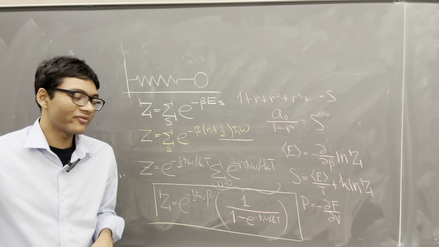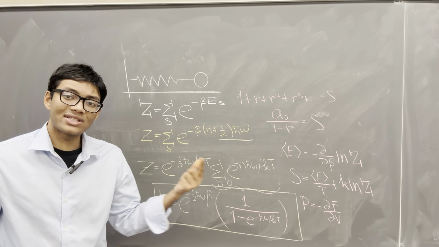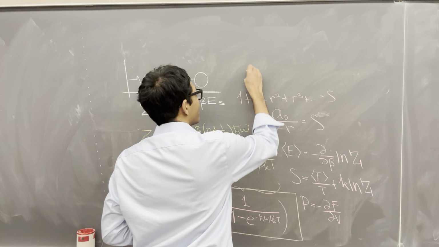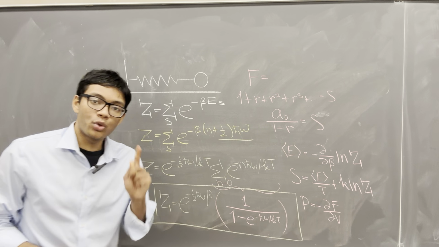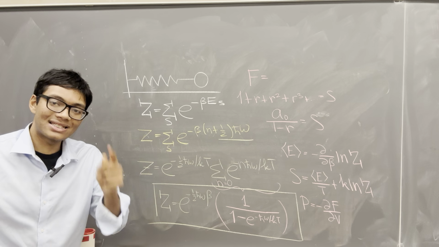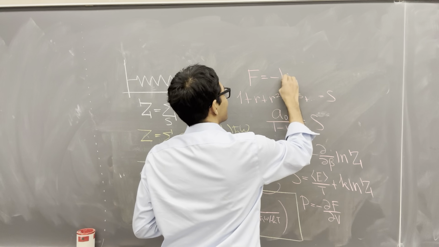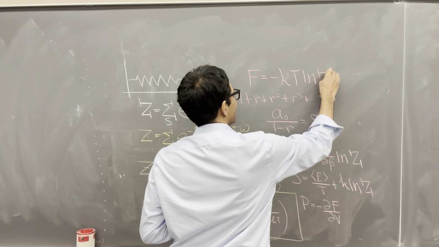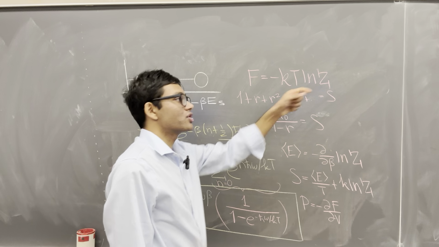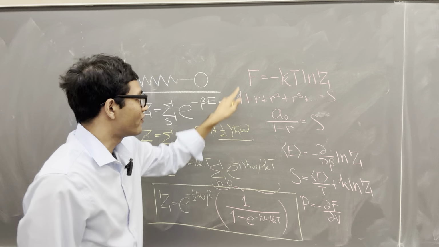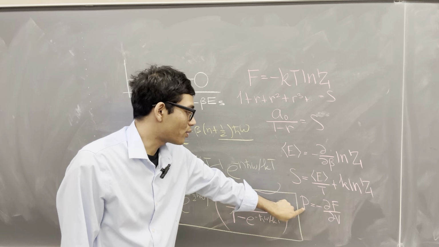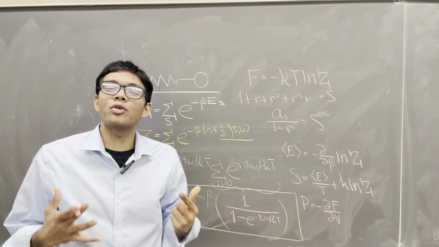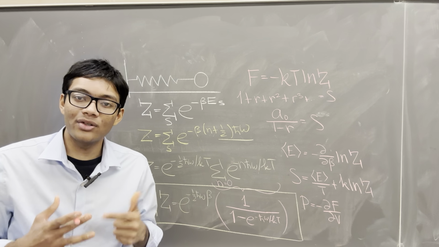where V is the volume of the system. What is F? F is the Helmholtz free energy, which is the connection between thermodynamics and statistical mechanics. F is minus kT ln Z. So as soon as you have your partition function, you immediately know the free energy, the entropy, the pressure, the energy, any thermodynamic quantity you want is now in your hands.